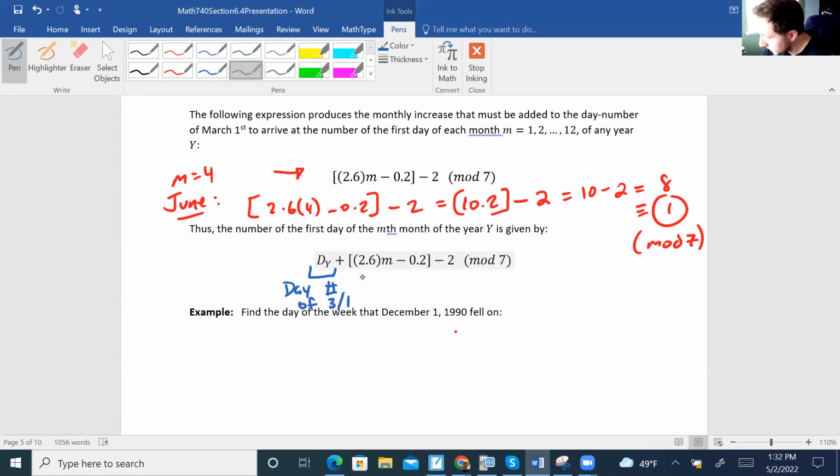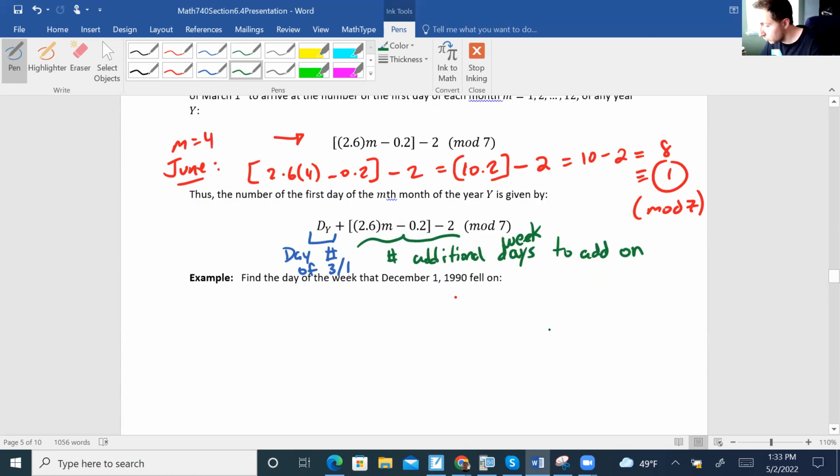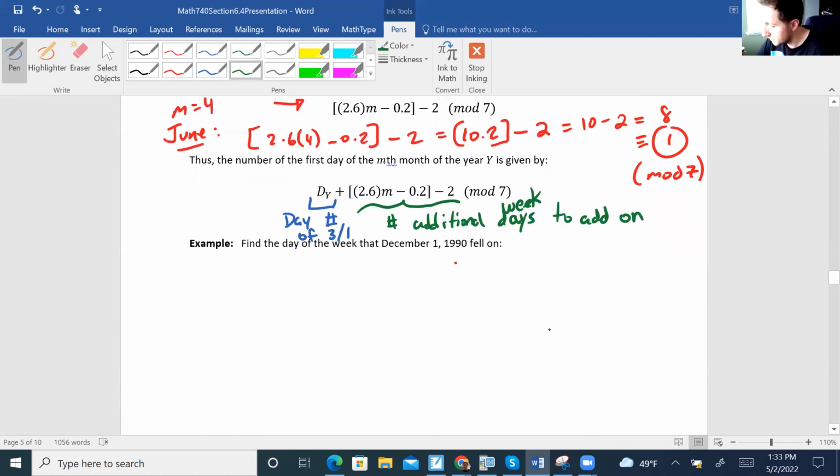And the second piece is the number of additional days, we'll call them weekdays, that we need to add on. So we can use this. Let's say we wanted to figure out what day of the week was December 1st, 1990. A couple things I'd want to know: what month is that? That would be month 10, since we're considering March to be month number 1.